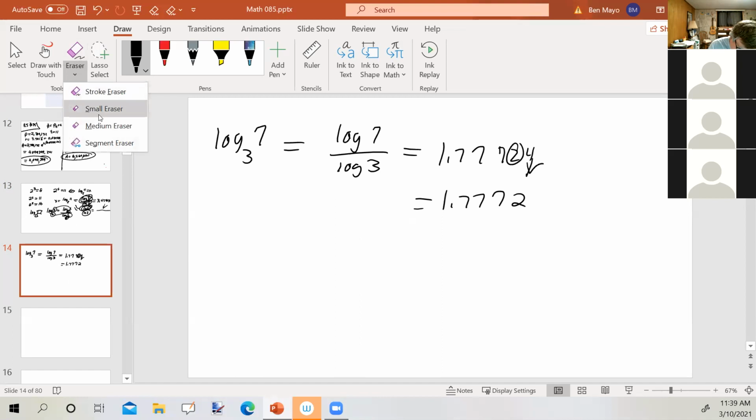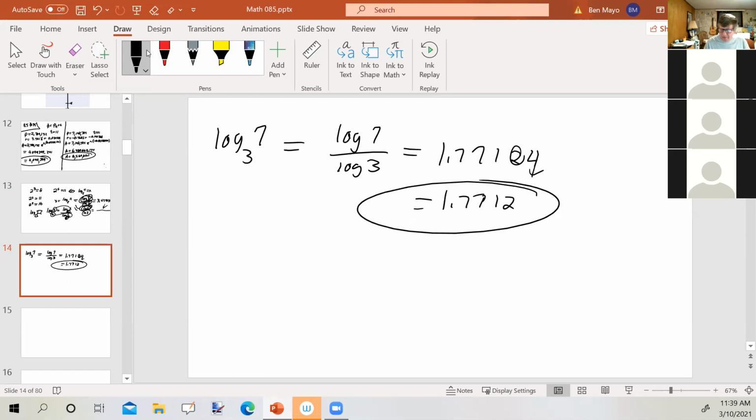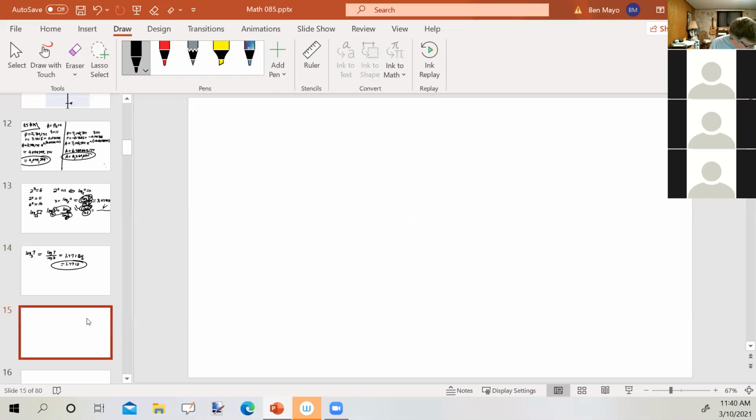I wrote that incorrectly because I can't read my own writing. So let's go back here and fix that. Originally it was 1.77124. So this would round down. There we go. Sorry about that. My 1 turned into a 7. Shouldn't have. Okay, here's another one.